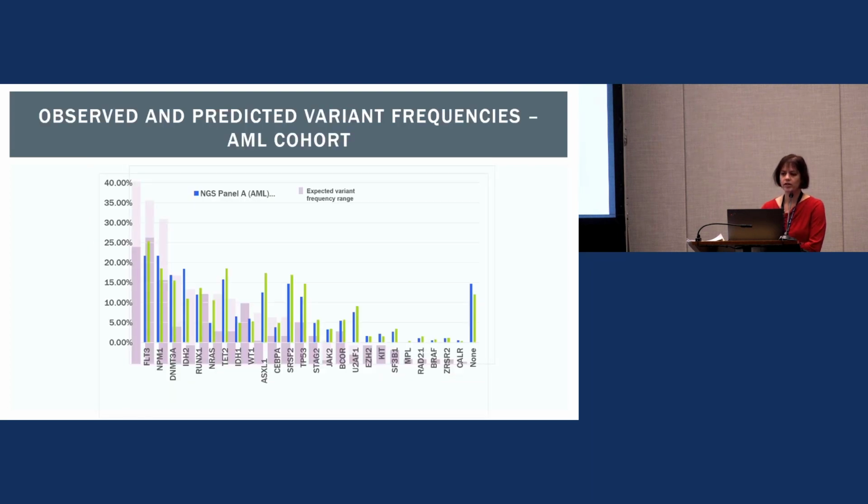We also wanted to assess, is the variance that we are detecting coinciding with what we expect from the literature? So in that same AML cohort, we went into the literature to try and assess what the expected frequencies are. I've shown in purple the range of frequencies that we were expecting from the literature. And this has somehow gotten shifted.